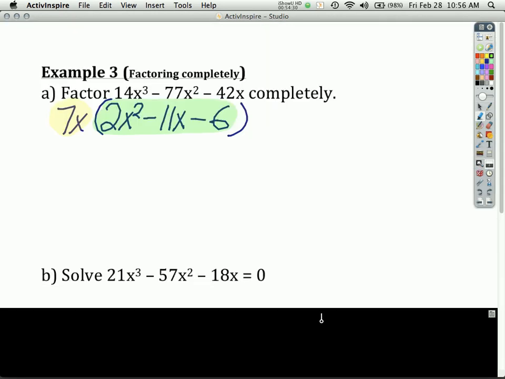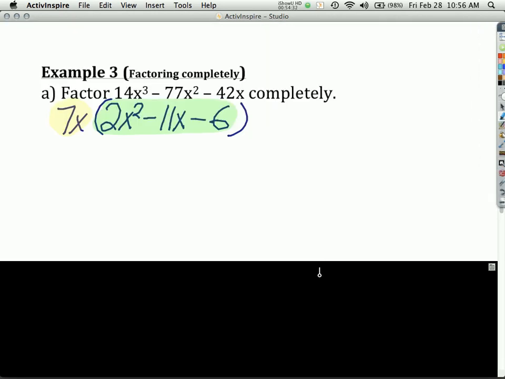Is it a difference of 2 squares? Give me a thumbs up if you think that's a difference of 2 squares. Well, it should be obvious that it's not, because a difference of 2 squares means it's 2 terms. Is that a perfect square trinomial? Give me a thumbs up if you think it's a perfect square trinomial.